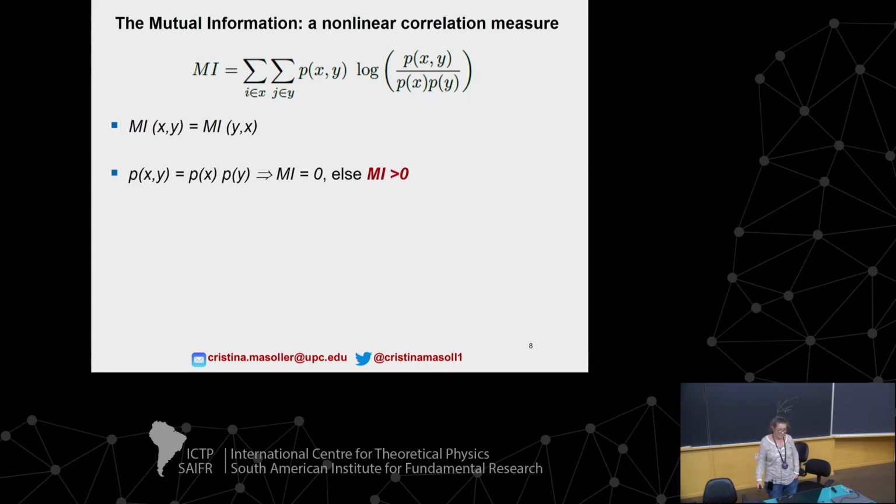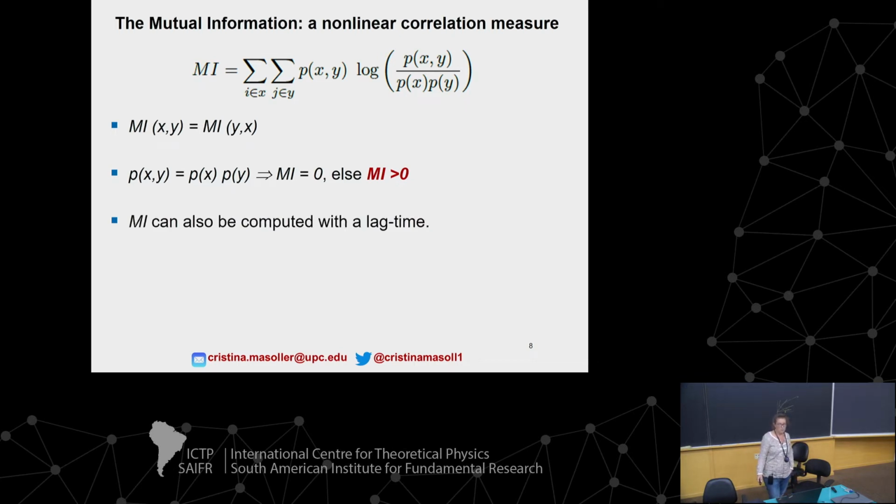It's not difficult to see that if the two variables are fully independent, then the joint probability is the product of the probabilities, and then the mutual information should be 0, because you have logarithm of 1. Otherwise, this is, by definition, a positive magnitude. And that is a problem, because it is unlikely that in a real situation where your data is limited, this is going to be the case. We will see in a minute.